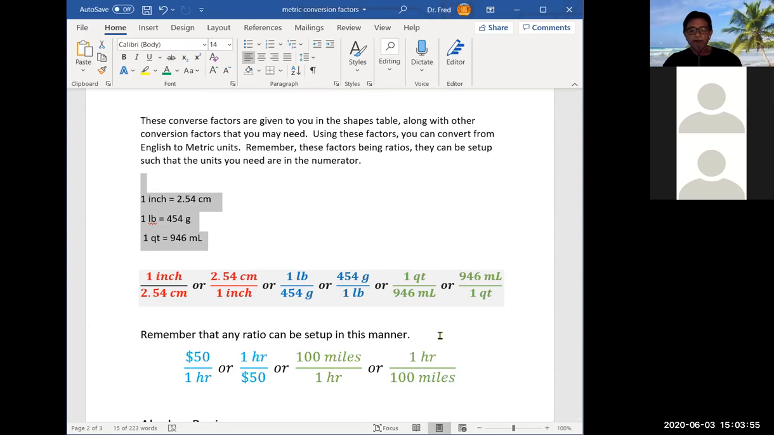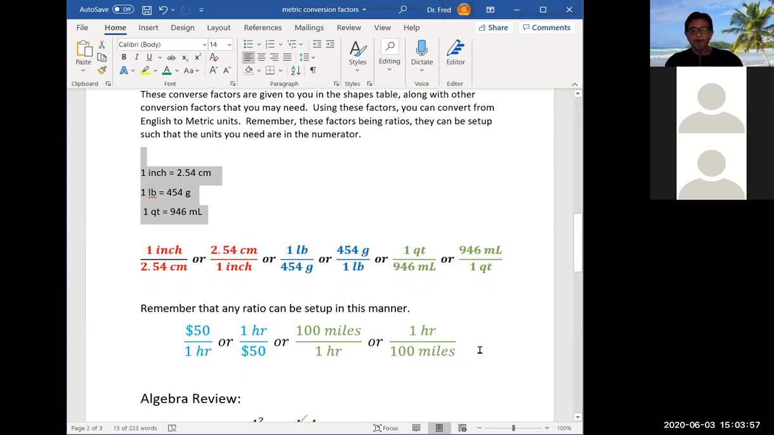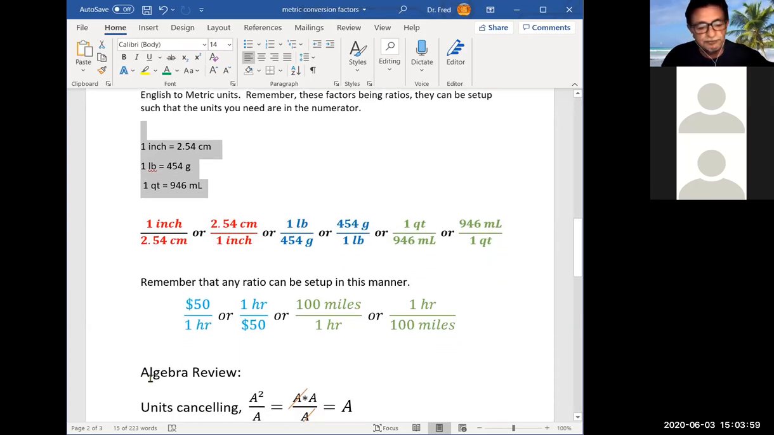Okay. And this is true for any ratio, whether you're working $50 an hour, I can set that up as a ratio, 50 over 1 hour or 1 hour over 50. And depending on the question and keeping track of my units, I set it up making sure units cancel out. Okay. Or if I'm driving at a speed of 100 miles per hour, I can say 100 miles per 1 hour or 1 hour per 100 miles. Right? Doesn't this make sense?